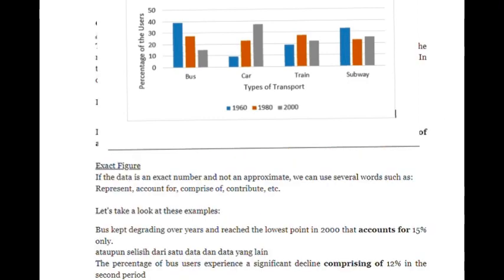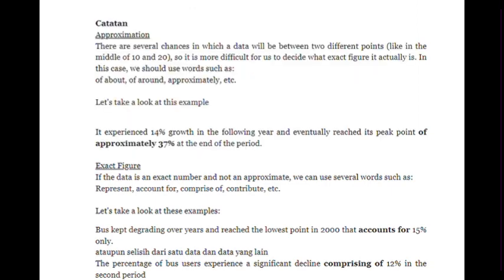There are several cases in which data will be in between two different options, like in the middle of 20 and 10. So it is more difficult for us to decide what exact figure it actually is. In this case, we should use words such as around or approximately. For example, it experienced 14% growth in the following year and eventually reached its peak point of approximately 37% at the end of the period. If the data is an exact number and not an approximate, we can use several words such as represents, accounts, comprises, contributes, etc. Let's look at these examples. Bus kept degrading over the years and reached the lowest point in 2000, which accounts for 15% only.